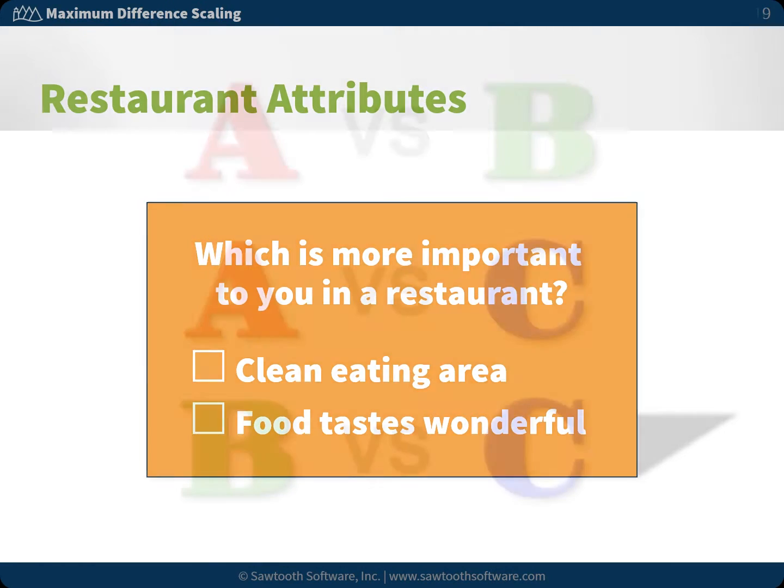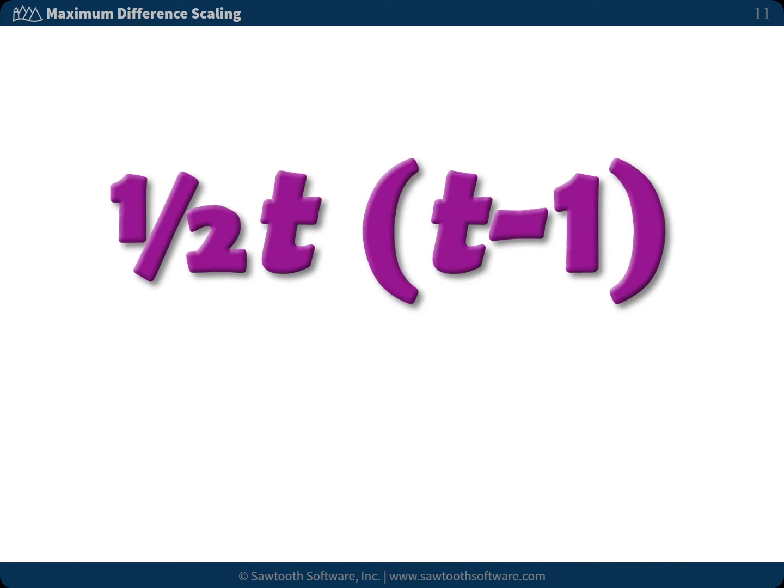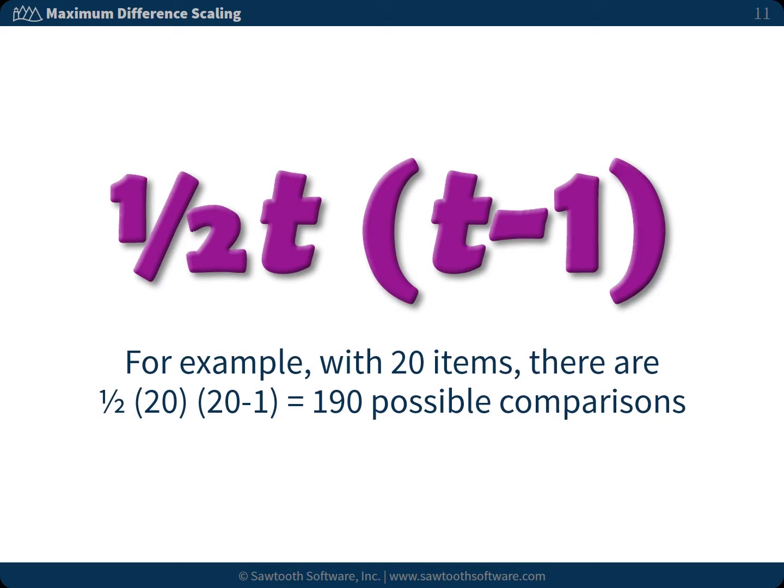Consider 3 items, A, B, and C. There are 3 possible comparisons if we assume A versus B and B versus A, etc. are equivalent. In other words, A versus B and A versus C and B versus C. Generally, with T items, there are 1/2 T times T minus 1 possible comparisons. For example, with 20 items, there are 1/2 times 20 times 20 minus 1, which equals 190 possible comparisons.